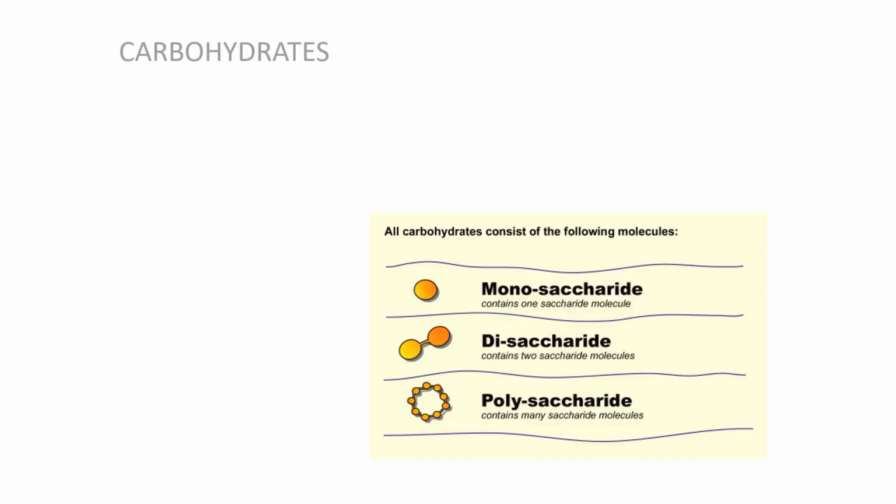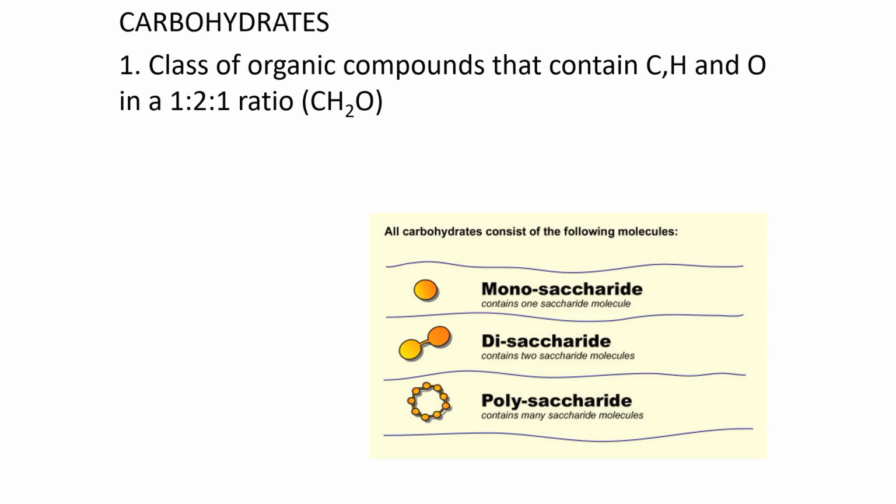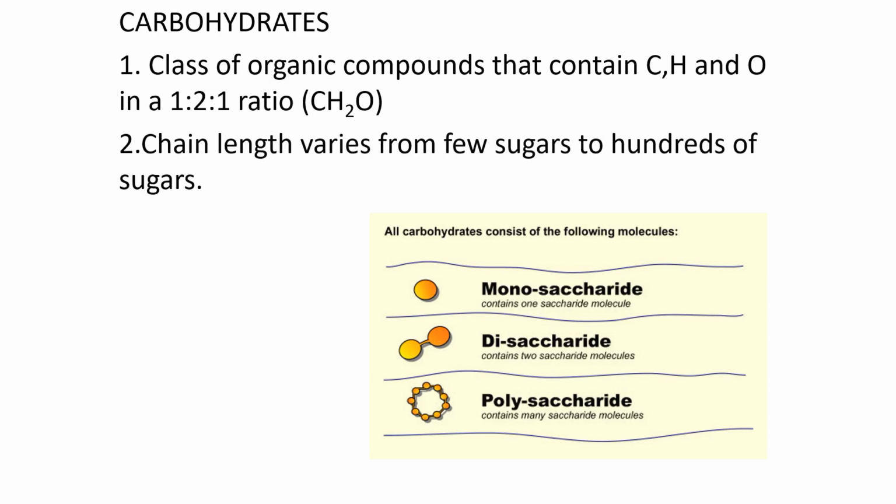Today we are going to be discussing carbohydrates. Carbohydrates are a class of organic compounds that contain carbon, hydrogen and oxygen in a 1-to-1 ratio, with the basic molecular formula CH2O. The chain length of carbohydrates varies from a few sugars to hundreds of sugars. So carbohydrates that have a longer chain consist of hundreds of sugars. The longer the chain length, the more the content of the sugars.